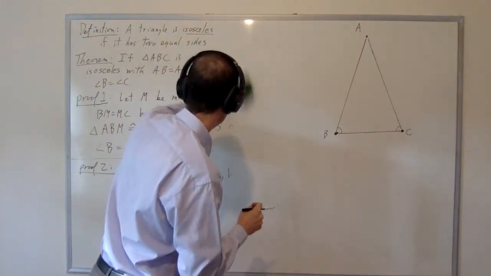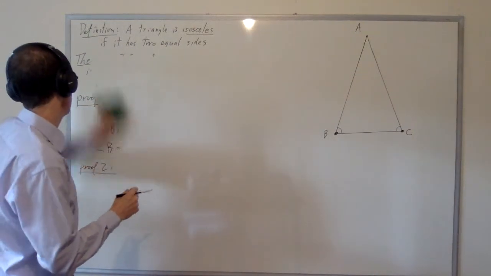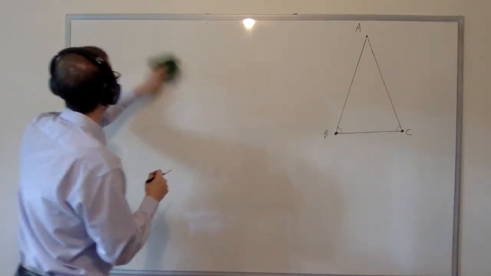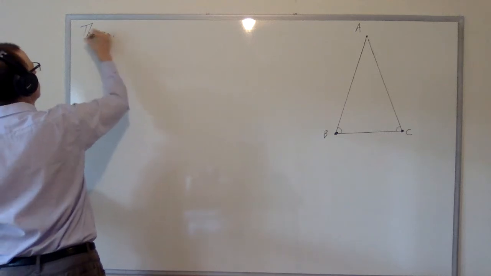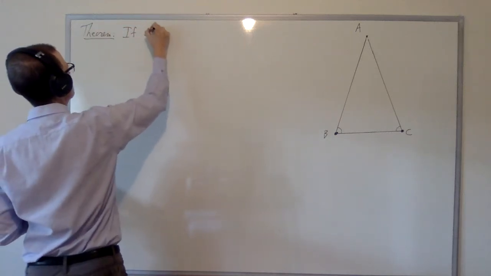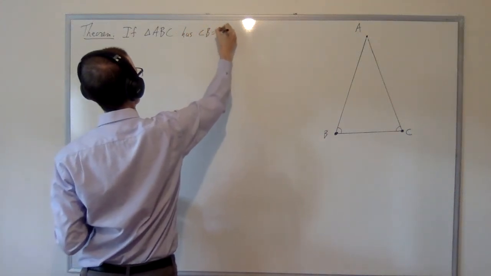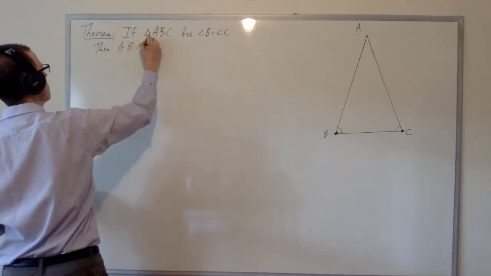And well, since I brought it up, you can expect it probably is true. How could it not be? But let's phrase the thing carefully and then give a proof. So the theorem is, if triangle ABC has angle B equal to angle C, then it also has AB equals AC.